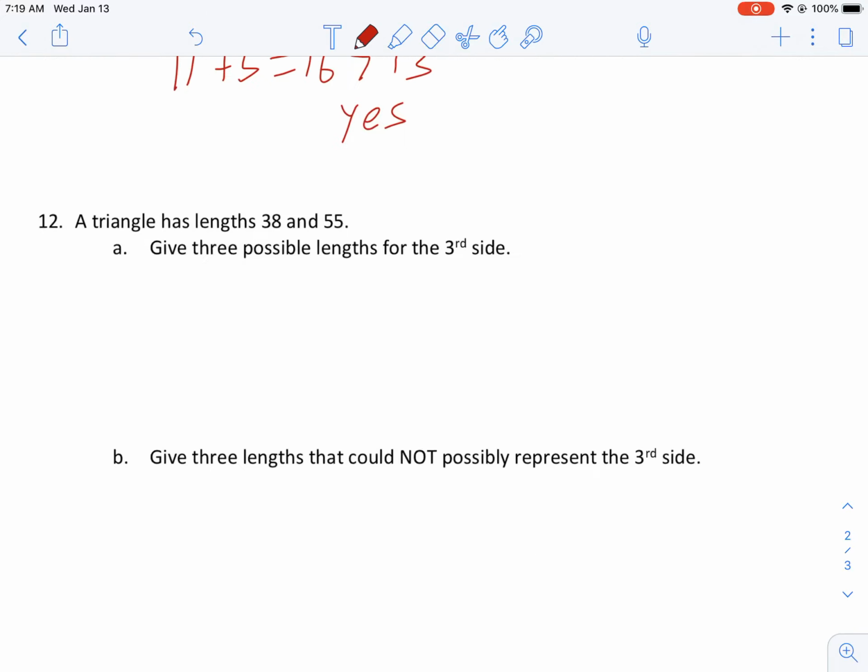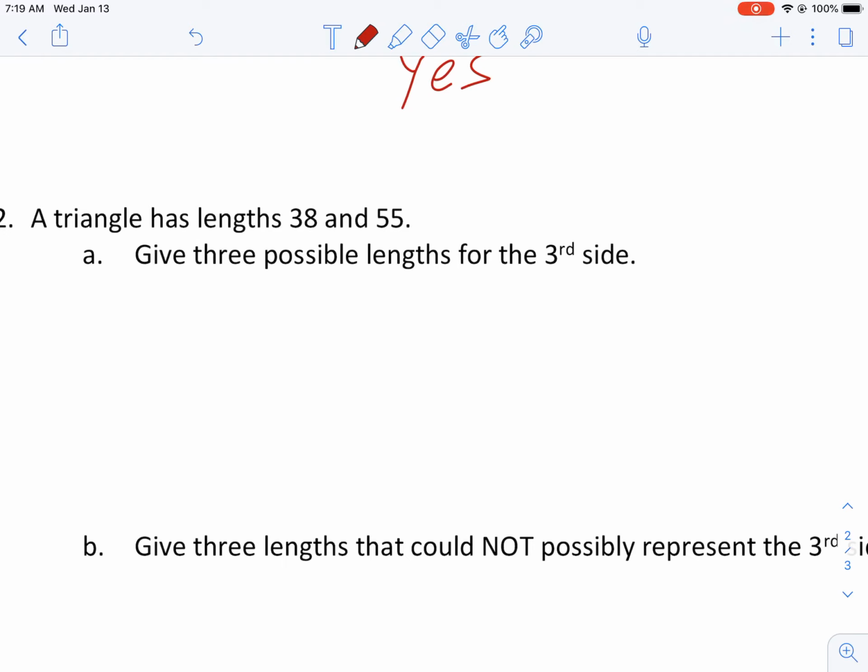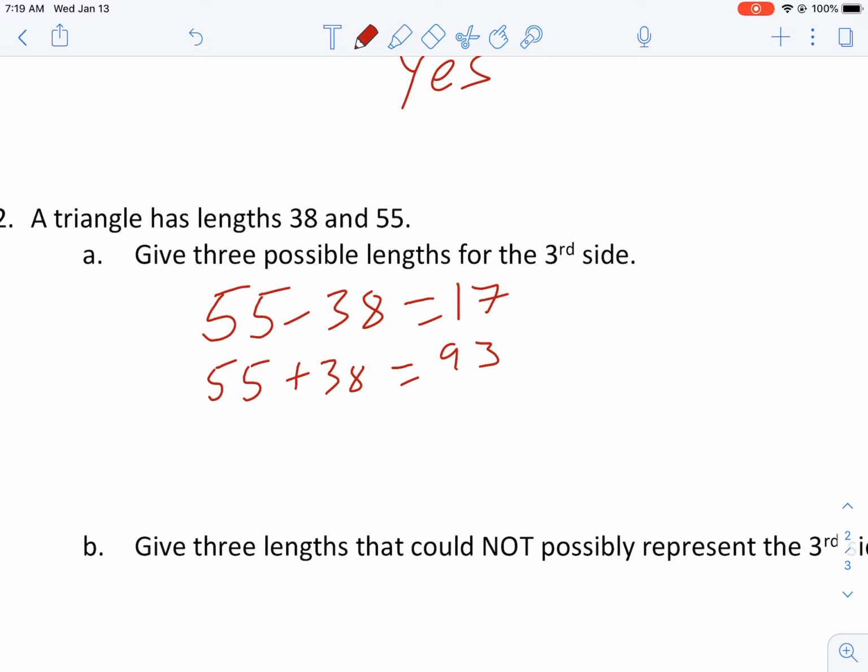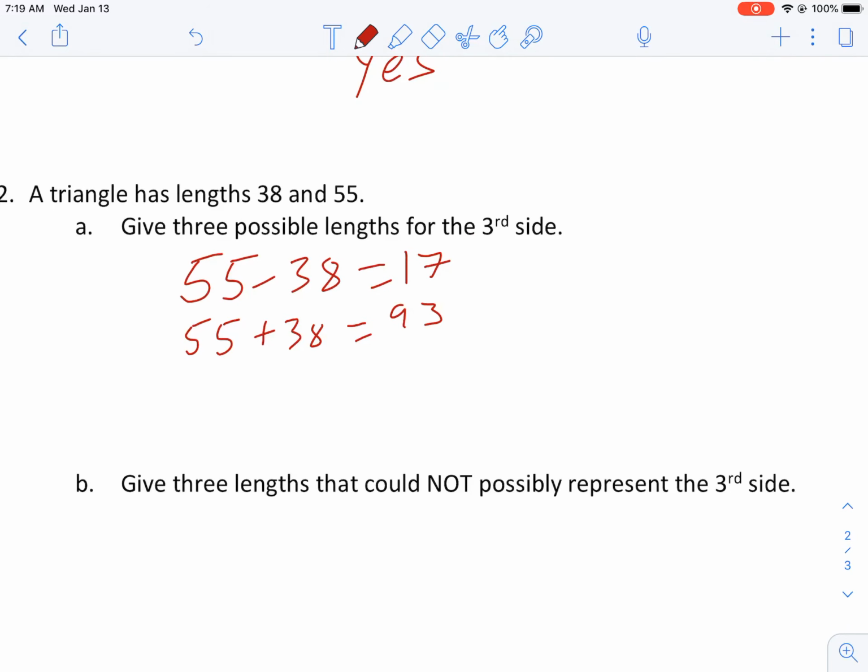A triangle has lengths 38 and 55. Give 3 possible lengths for the third side. Well, if we think about it, it has to be greater than, what's 55 minus 38? That's going to be what, 17? So it's got to be greater than 17, but it's got to be less than 93. So literally you could say any numbers in between 17 and 93.